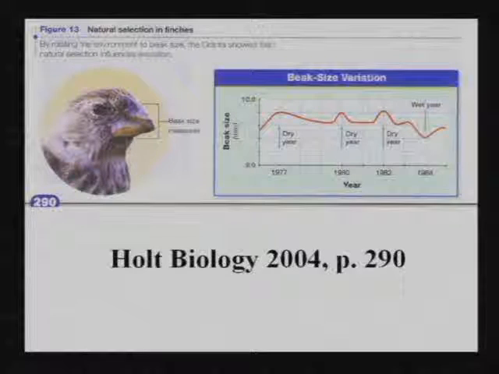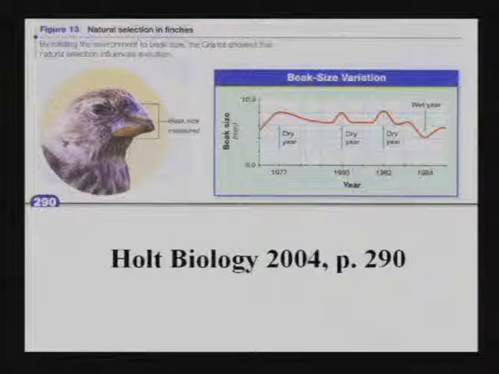Well, the Grants went over there and studied them for 20 years. And they found out during wet years and dry years, the beaks get thicker during dry years and thinner during wet years. By 1/10 of 1 millimeter. 1/10 of a millimeter difference in average beak thickness from wet years to dry years. Okay. That's the evidence that we all came from a rock 4.6 billion years ago.